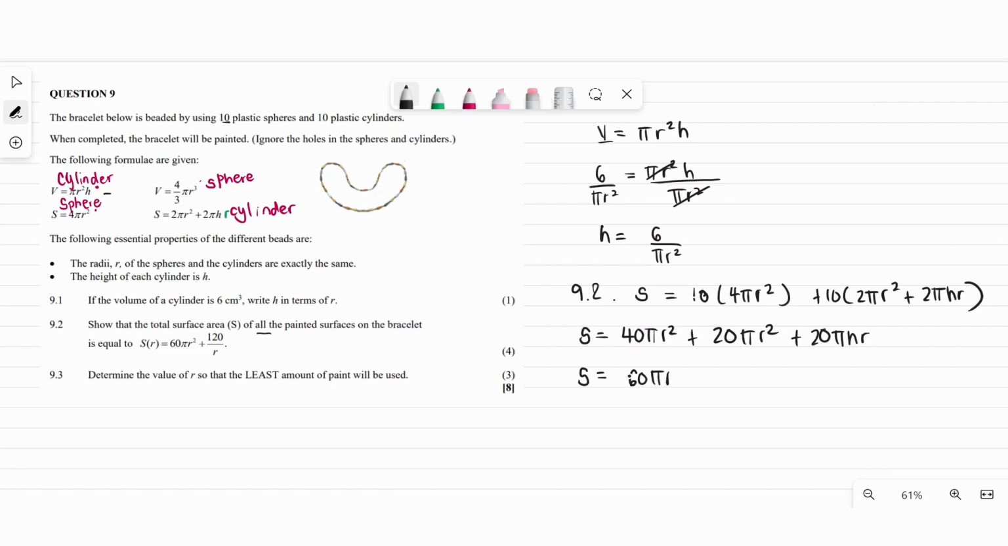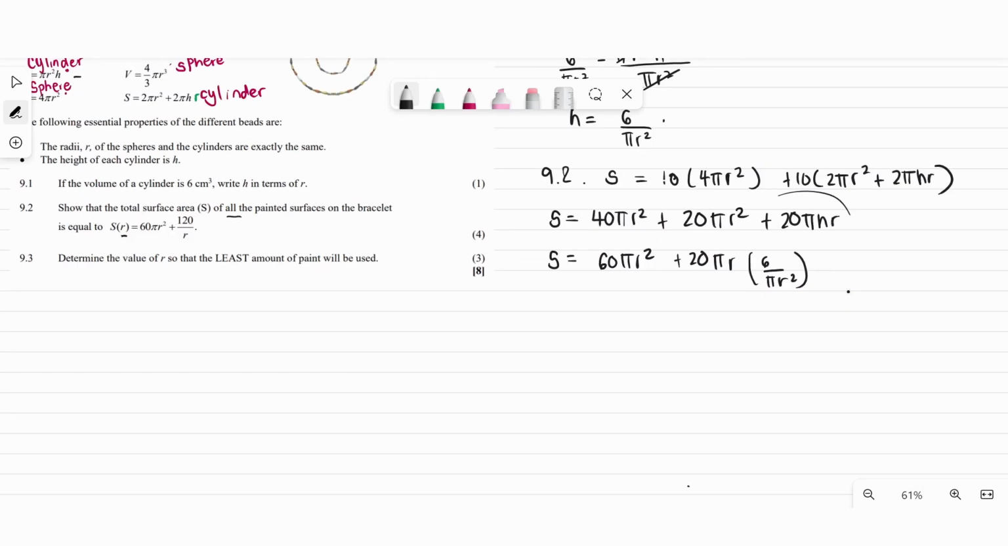Then let's simplify this: 60 pi r squared. Then this one, since we want it in terms of r, we need to substitute h. So it's going to be plus 20 pi r, and h we're going to substitute by the one that we found from the volume, which is 6 over pi r squared. Let's simplify this bottom part.